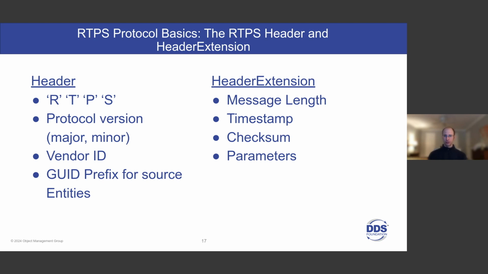The header extension, again, is optional, but it was introduced in 2.5. It contains additional metadata, such as the length of the message, which can be useful if you suspect that the networking equipment may be truncating things. It's got a timestamp when the message was sent. It's got a checksum, again, to verify that the content has not been altered. And then it's got some additional parameters that can be used by vendors to accomplish various things.